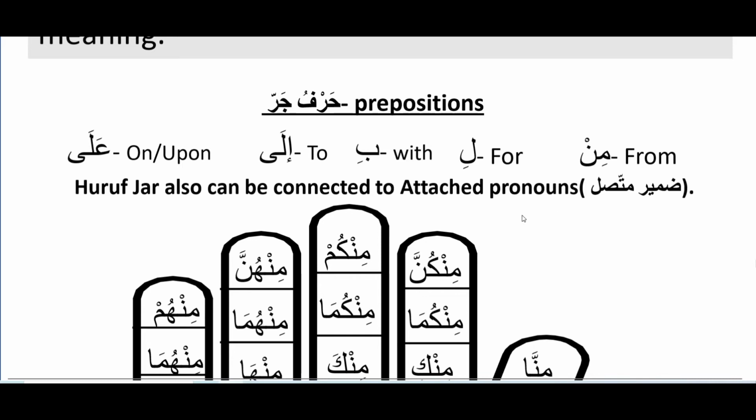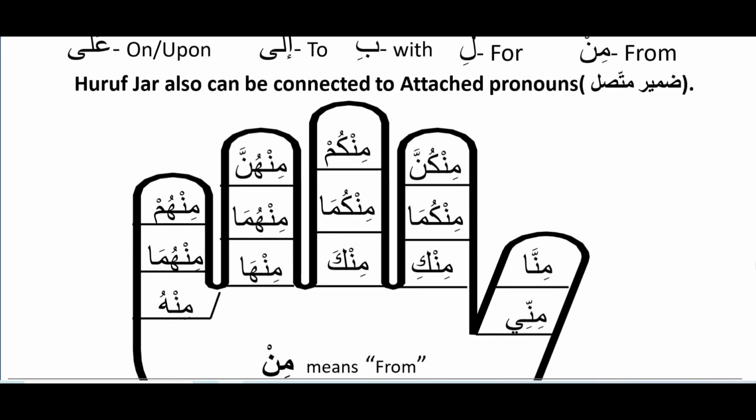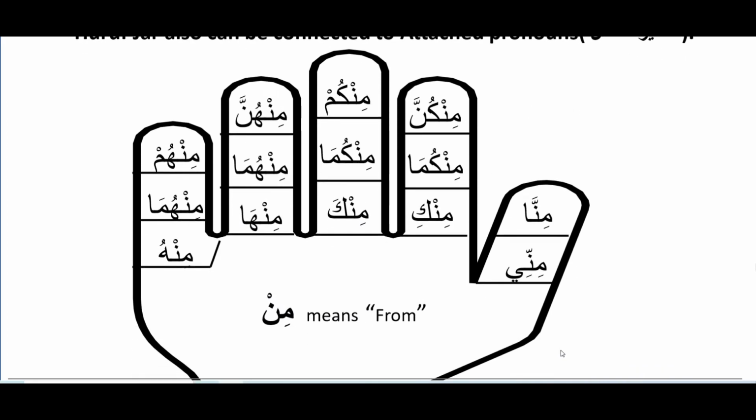We actually have 9 prepositions. You can look back to our kitab or the previous lessons. I'm going to give you an example from min, right? In fact, last week we discussed min. For min itself, it means from. So for this lesson we will discuss further how to connect dhamir muttasil, which are the attached pronouns, alongside all these prepositions.